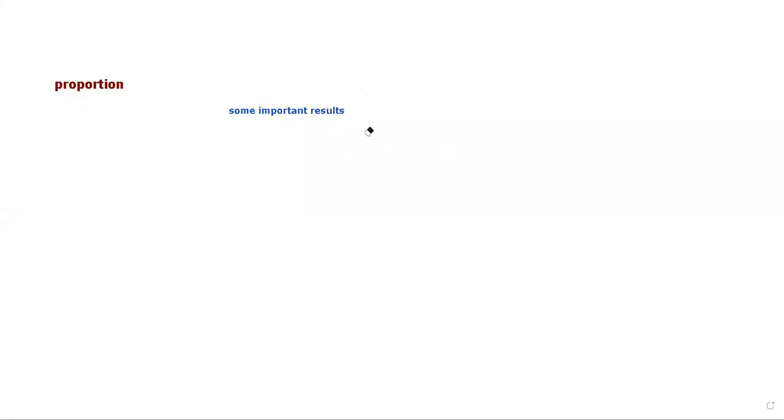Yes, my friends. So I was talking about the proportion, and in proportion, we are this time dealing with some important results. Clear? We are dealing with some important results, and in these results, we will see some important concepts here. Okay, first concept is something called as invertendo. Invertendo. I already told you about this.